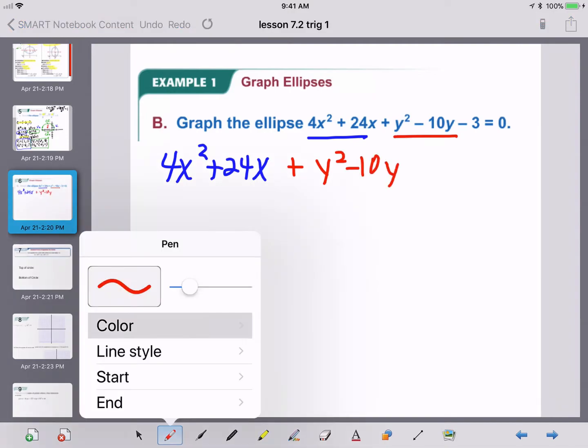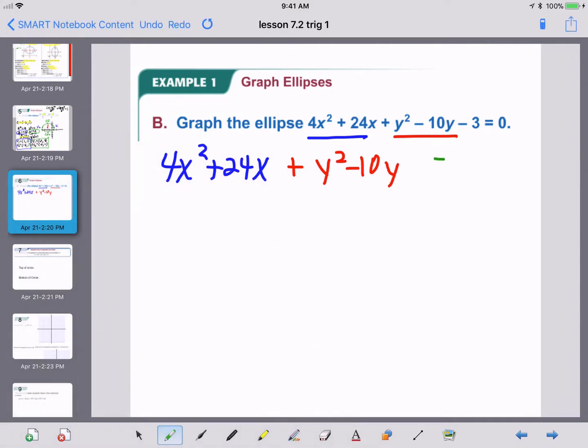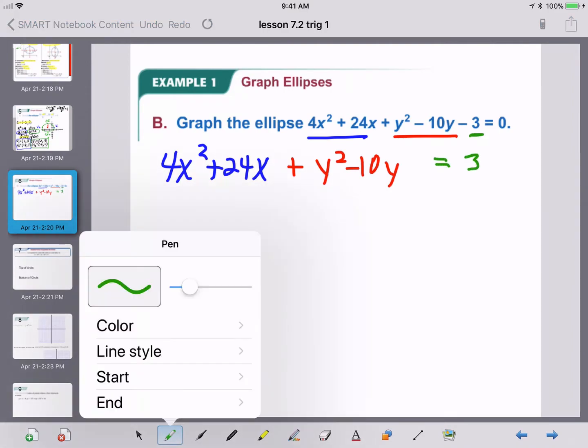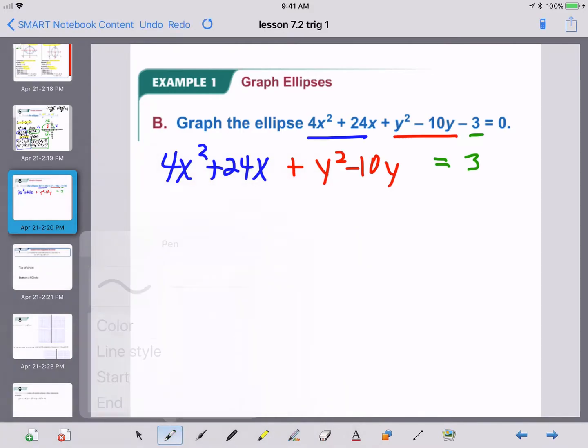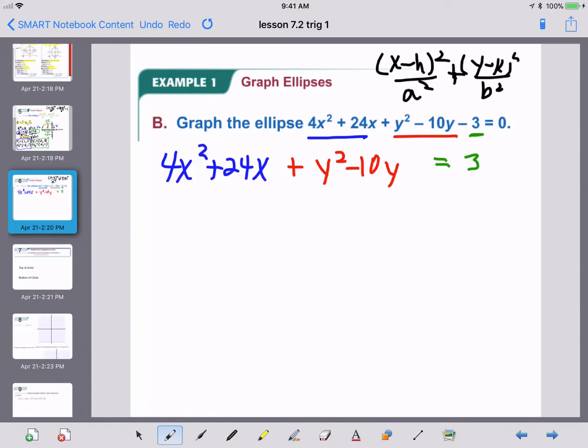And then we want to bring any numbers that are involved to the other side. Now let's look at our standard form. It's one of the two. It's x minus h squared over a squared plus y minus k squared over b squared equals 1. Now it doesn't really matter what you call the a or what you call the b at this point, but just so we have something written down on the page.